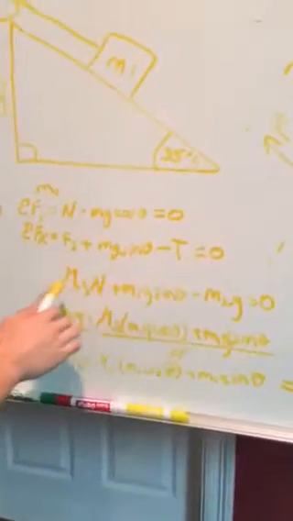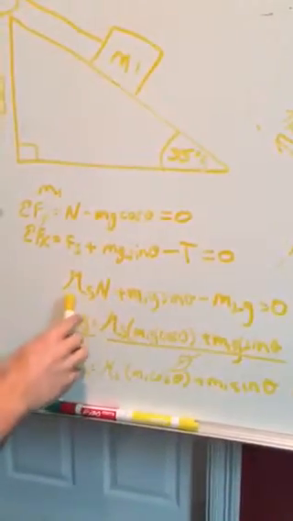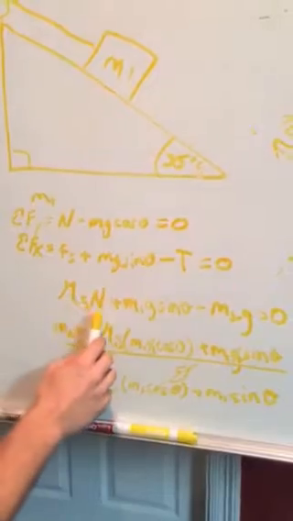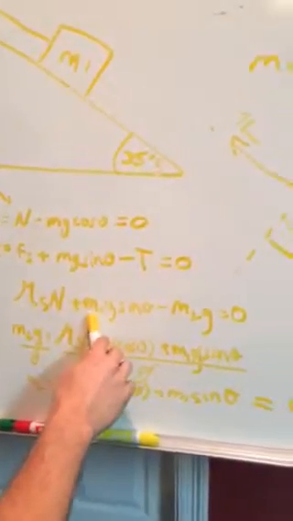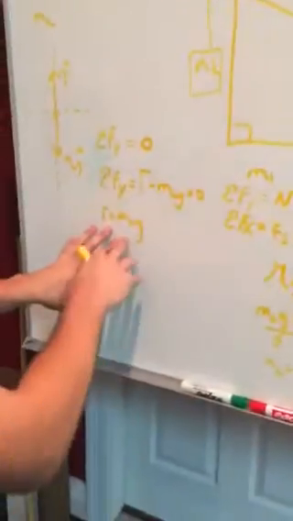So we start plugging things in down here. We know that the static friction is equal to the coefficient of static friction times the normal force, plus m1g sine theta, minus m2g, which we got from the tension, since T equals m2g. And then we plug some more things in.